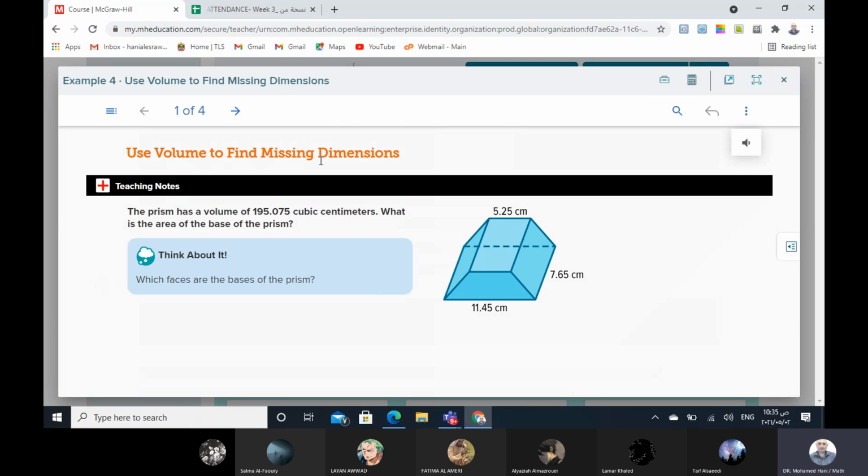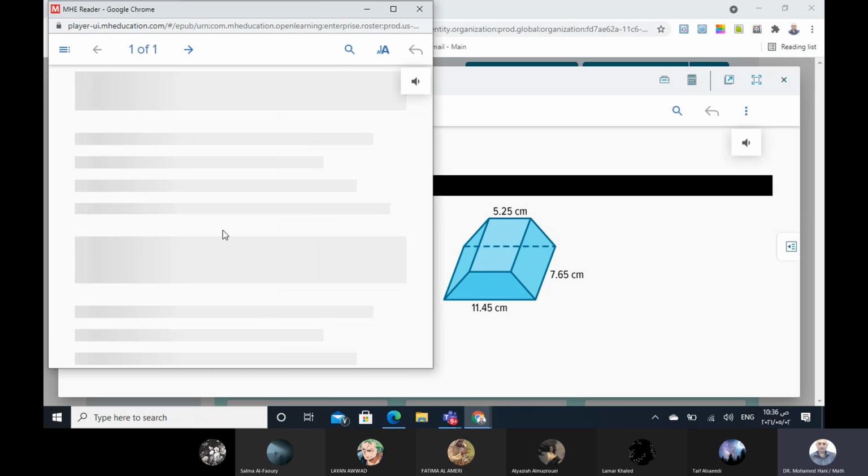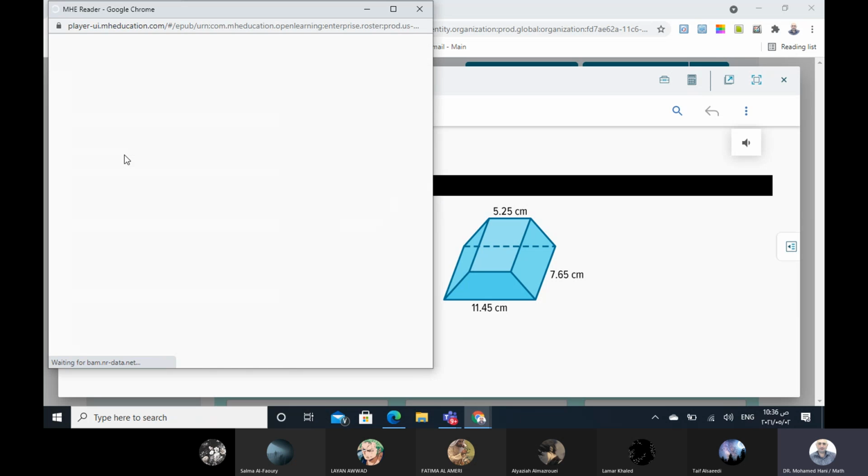Use volume to find missing dimensions. The prism has a volume of 195.075 cubic centimeters. Now we have the volume. What is the area of the base of the prism? We want to find the area of the base. What do I do here? The first step, start from the formula of the volume. Write the formula of the volume.